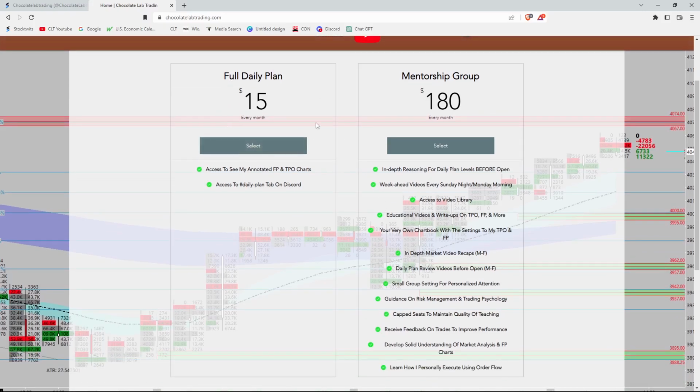Now, if you're a successful trader, you can just purchase this, which is access to the daily plan tab. You'll see just the annotations of my TPO, my 4-hour, and my daily. You won't get those videos. It's just the daily plan tab.